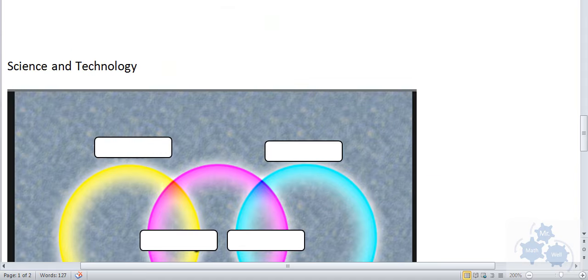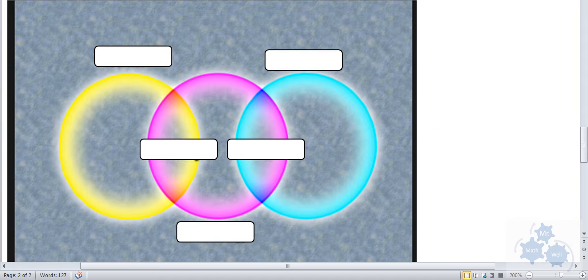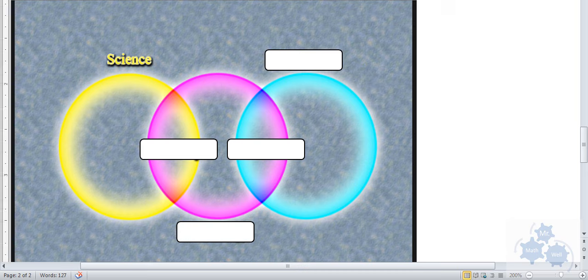All right. Let's talk about science and technology and how science and technology are related. In your little diagram here, you have 3 circles. This circle right here represents science. This larger circle over here, any guesses what this might represent?